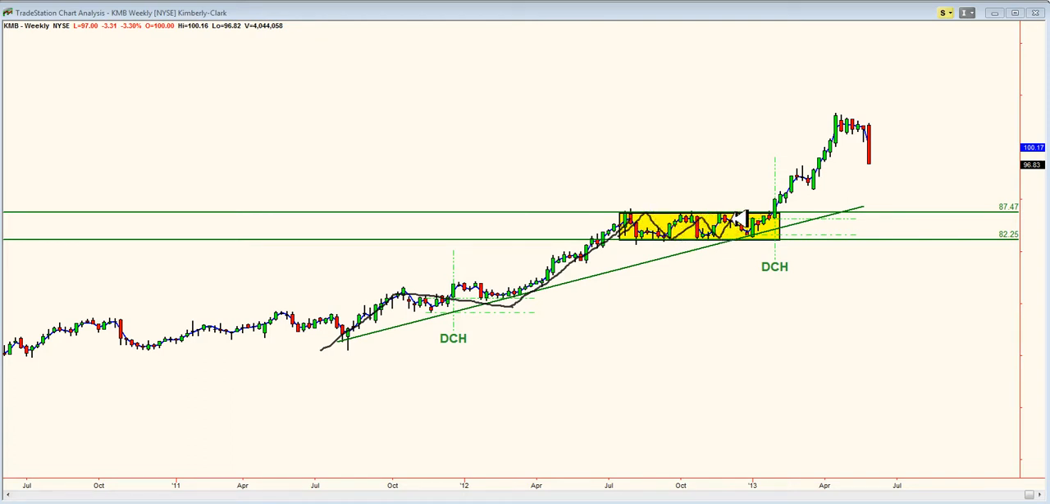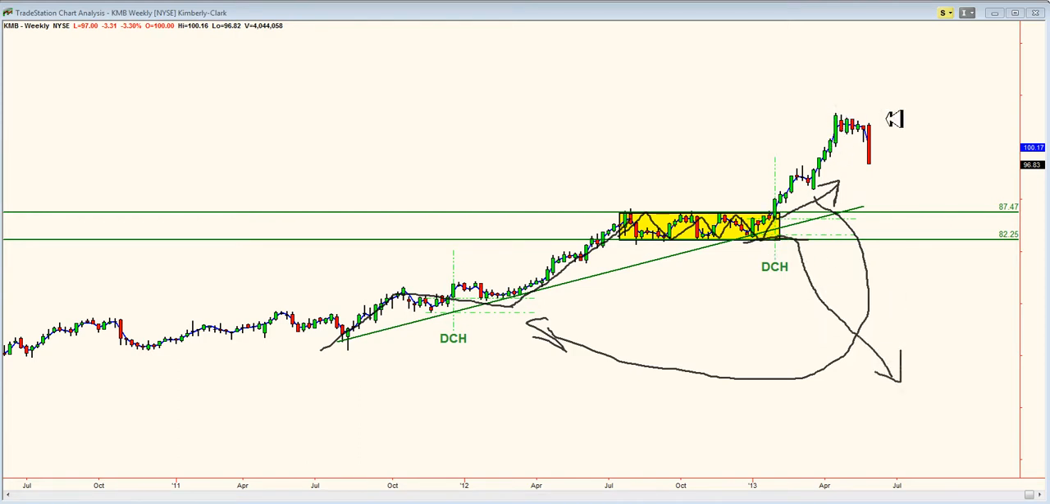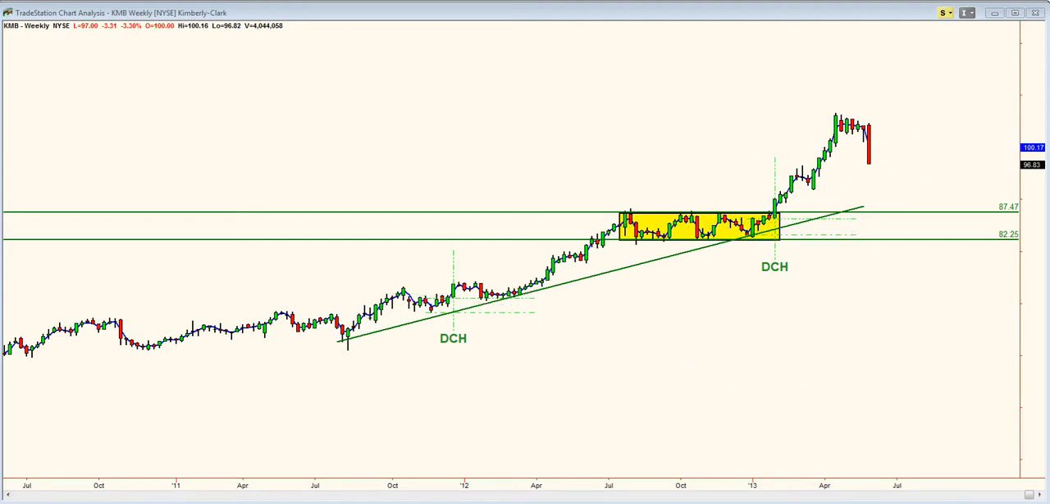And the question is, within this consolidation, will it do what? One of two things. Continue the previous trend, or will it break down and reverse? Well, in this case, it continued. And so I also look to draw trend lines on my charts along with the boxes.